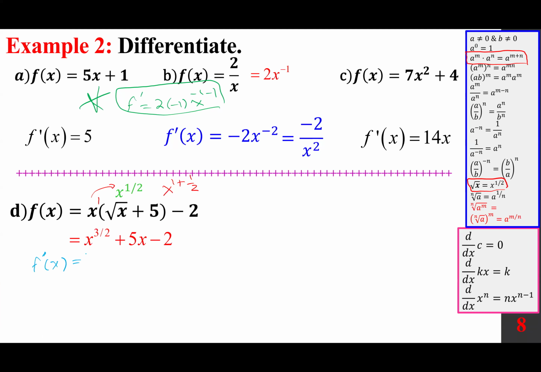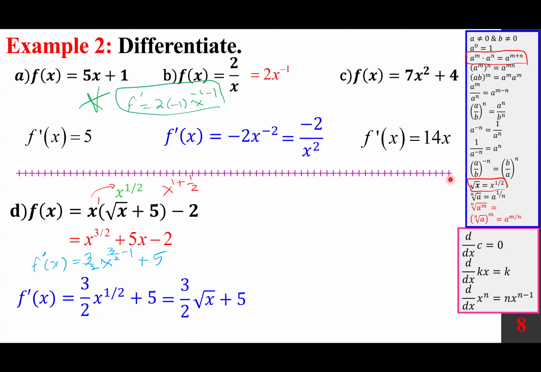f prime of x is 3/2 x to the power of 3/2 minus 1, plus 5. Of course, 3/2 minus 1 is 1/2. And x to the power of 1/2, we put it back in the same format, square root of x. So the final answer is 3/2 square root of x plus 5.